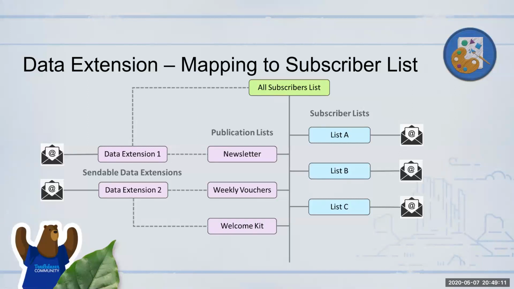Okay. So any question on this one? This is quite important for you to understand the real background of what happens, how the list, data extensions, publication list, and the All Subscribers list mapping happens.